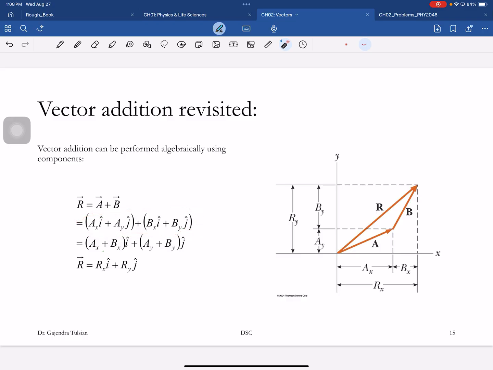So if you wanted to add two vectors, you write the components of the vectors, and the x component of the resultant is the sum of the x components, and the y component is the sum of the y components. See, these are collinear vectors, and so it's ax plus bx i.